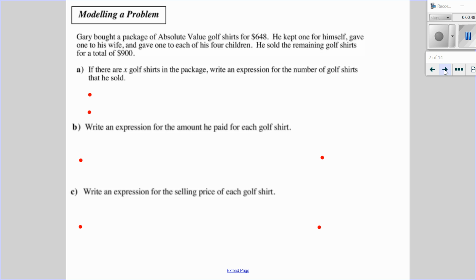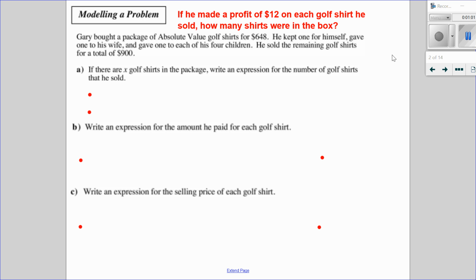Now this question is going to take us through a bunch of steps because it's introducing us to a word problem, but I just want to be really clear, if this was a test or a quiz or a diploma question, they wouldn't take you through step by step by step. They would just simply ask you the question straight out. So they would jump all the way to part E, which says, if he made a profit of $12 on each golf shirt he sold, how many shirts were in the box? But because we're just starting this out, they're going to take us through all the steps, which is nice.